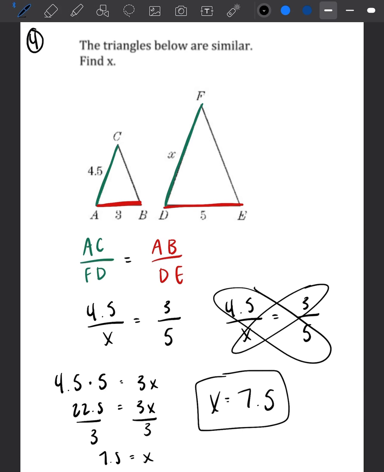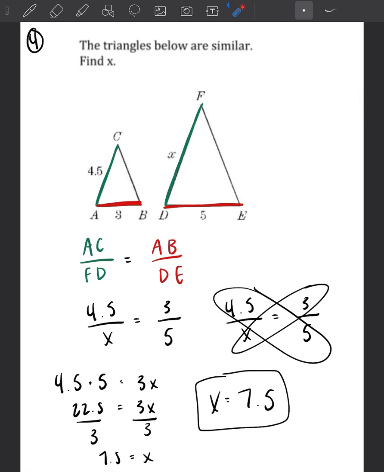Okay, now that you're done, let's take a look at question 4. So we have that the triangles are similar, and we're finding X. So we'll see that AC corresponds with DF, and AB corresponds with DE. We'll set up our proportions, so we'll put AC over its corresponding side FD equals AB over its corresponding side DE. Once you plug in your known values and that X value you don't know, we'll cross multiply. So we'll get 4.5 times 5 equals 3X. And solving for X gets you X equals 7.5. So that is our missing side.